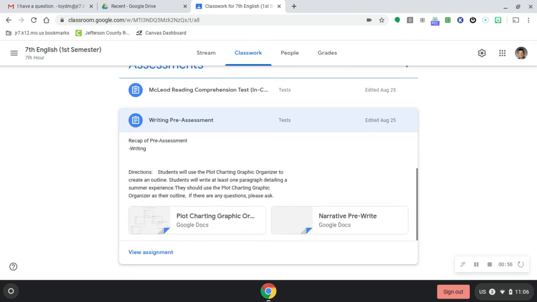Hopefully it's designed to where you're doing it Wednesday, Thursday, Friday, or if you're a Thursday, Friday B student, then you'll be doing it Monday, Tuesday, Wednesday, and then I'll see you on Thursday and Friday with a new assignment, okay? So looking at this assignment, the first thing that you're gonna wanna do is the plot charting graphic organizer. So go ahead and open that up.